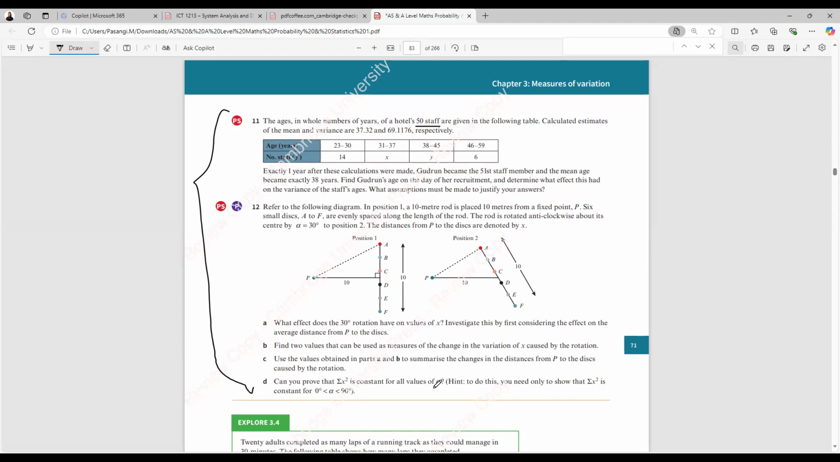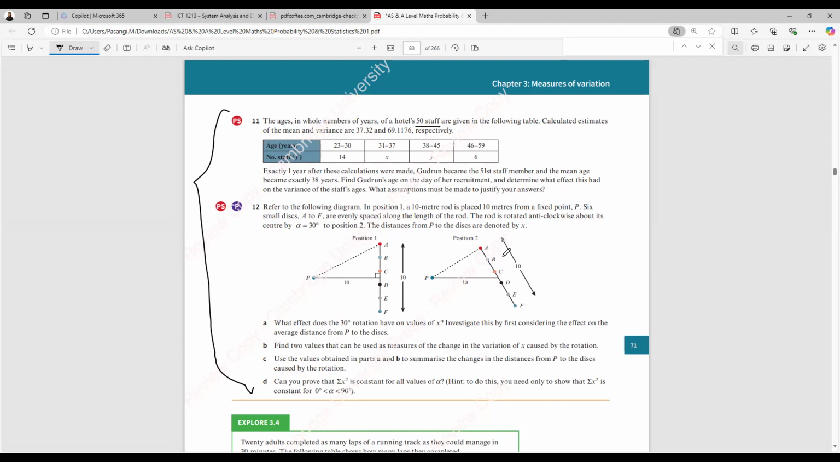Refer to the following diagram in position 1. The 10-meter rod is placed 10 meters from a fixed point. The 10-meter rod means this one. The fixed point P is here and from here it is 10 meters. These are the 6 small discs, A to F, evenly spaced along the length of the rod. The rod is rotated anti-clockwise about its center by angle alpha equals 30 to position 2.